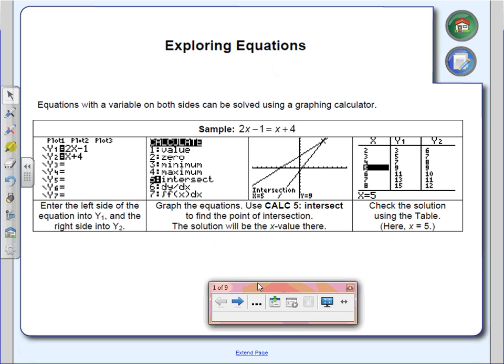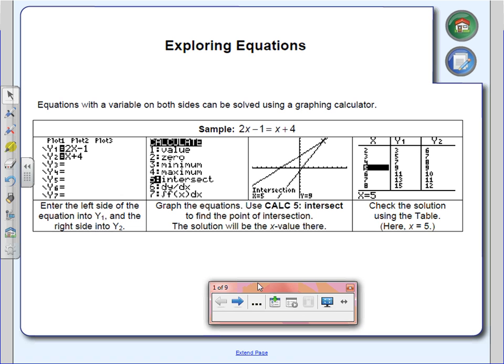All right, guys, we're going to look at exploring equations. Now, equations you guys did back when you were in Algebra 1. Most of you guys are familiar with solving equations. This approach we're going to look at today is a little bit different from what you guys maybe have seen. We're going to use the calculators to help us solve equations.